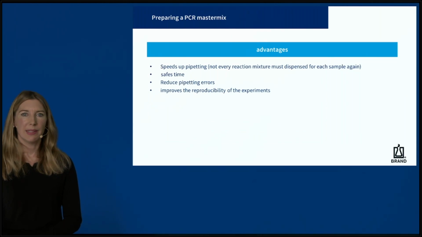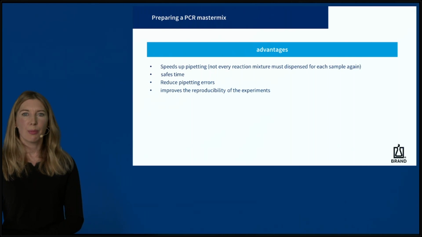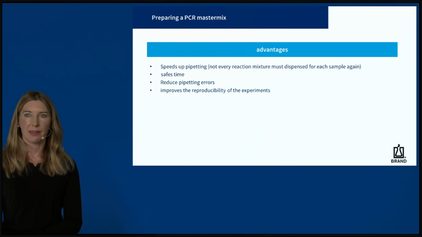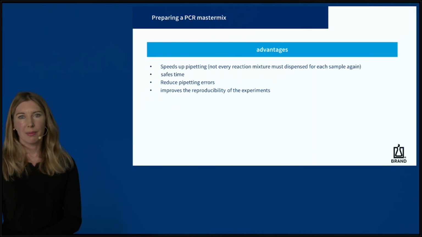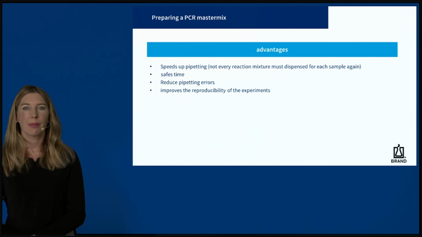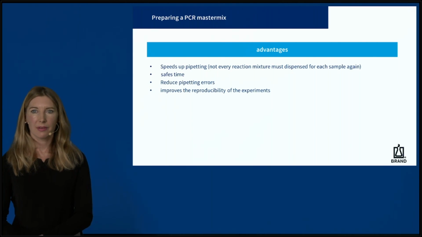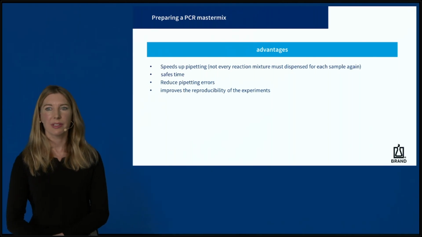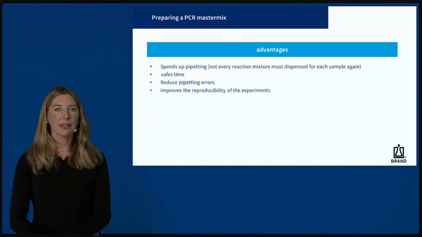When preparing a PCR, it is very useful to create a master mix. The master mix includes a mixture of PCR reagents at optimal concentrations that can be prepared and divided among many PCR tubes or PCR plates. A master mix speeds up your pipetting. You save a lot of time and reduce pipetting errors, as all preparations contain the same mix. This improves the reproducibility of the experiments.